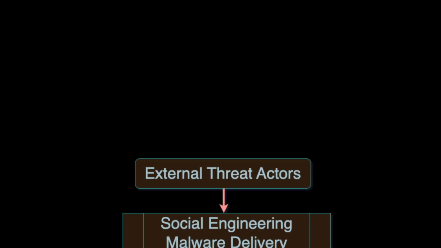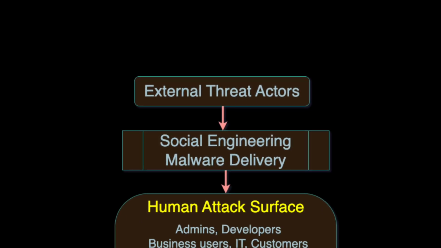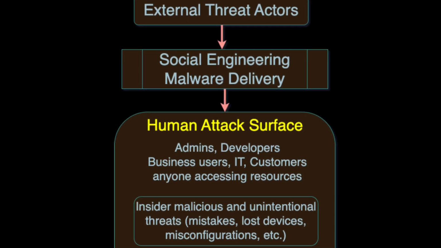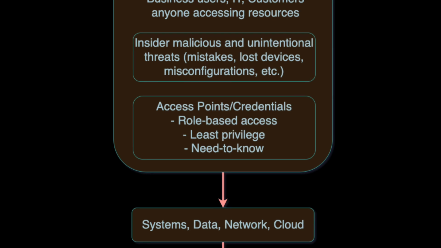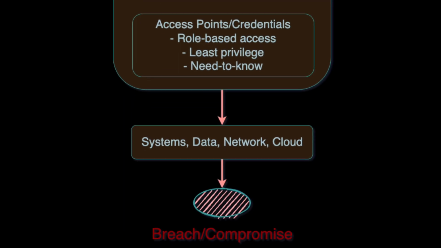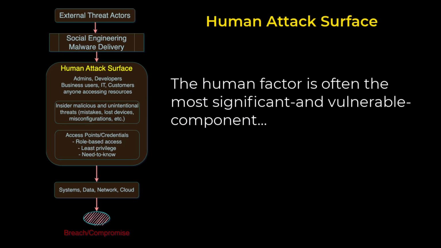In today's interconnected environment, organizations grapple with an expanding range of cyber threats that target digital and physical resources. While technical safeguards like firewalls, intrusion detection systems, and encryption are vital, the human factor is often the most significant and vulnerable component. Employees, vendors, and other authorized individuals can inadvertently or intentionally create opportunities for malicious actors, making the human attack surface, HAS, a prime avenue of exploitation.